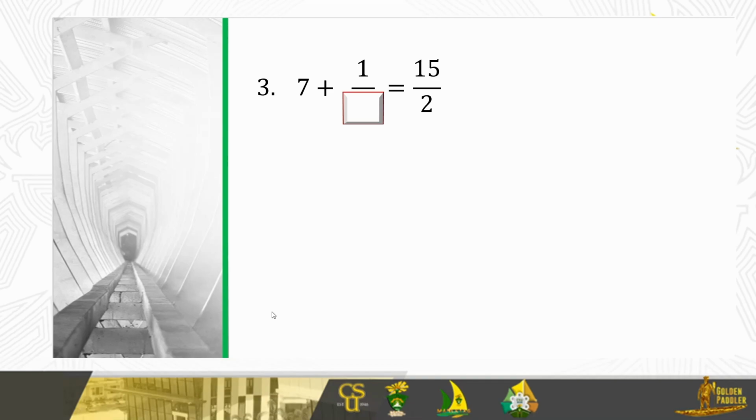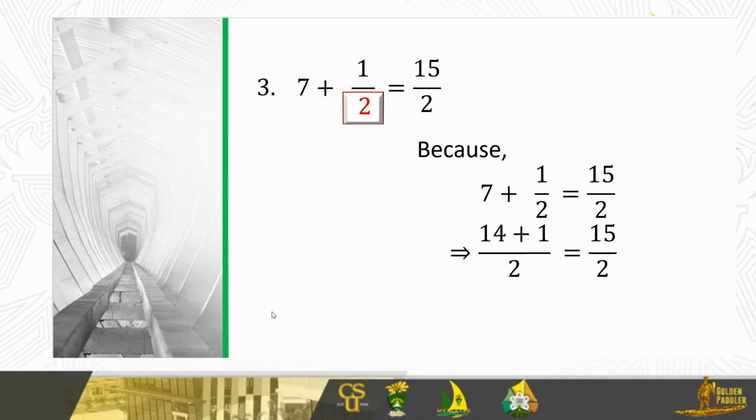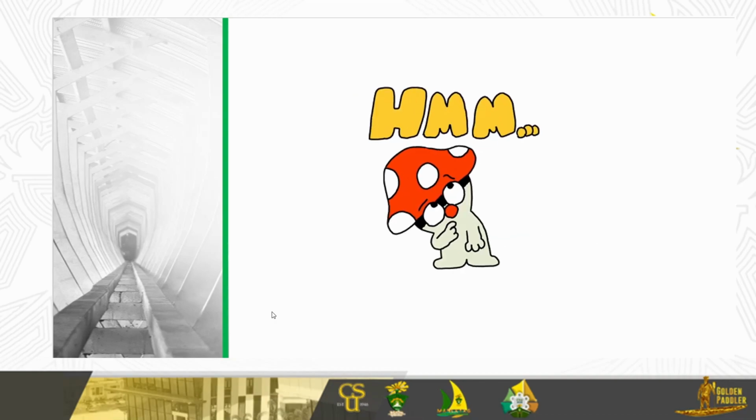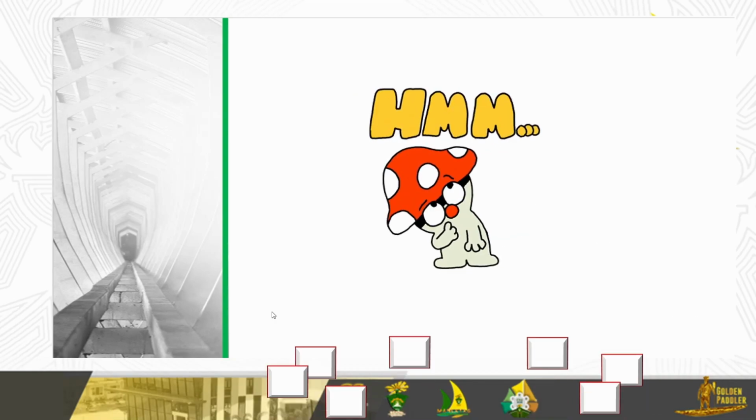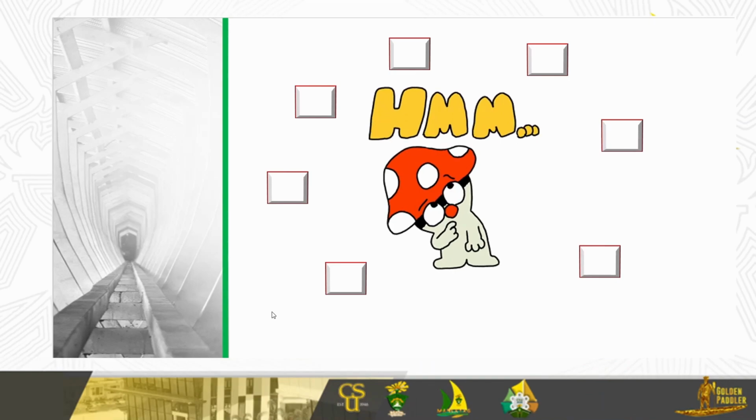This time we have a fraction. You are right. The answer is 2 because 7 plus 1 half gives 14 plus 1 all over 2, and indeed 15 over 2 equals 15 over 2 is a true statement. What if more and more boxes appear in the problem? That means the problem becomes more complicated, and it would be hard to do trial and error, right?